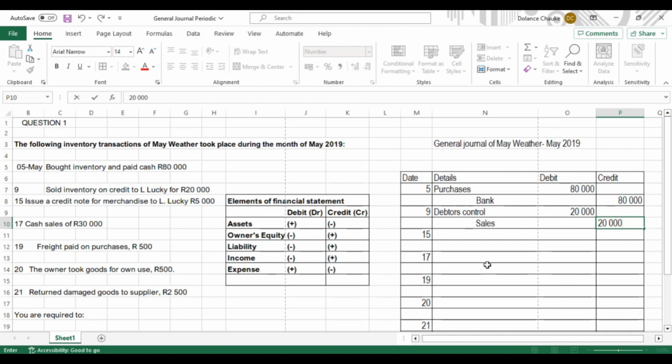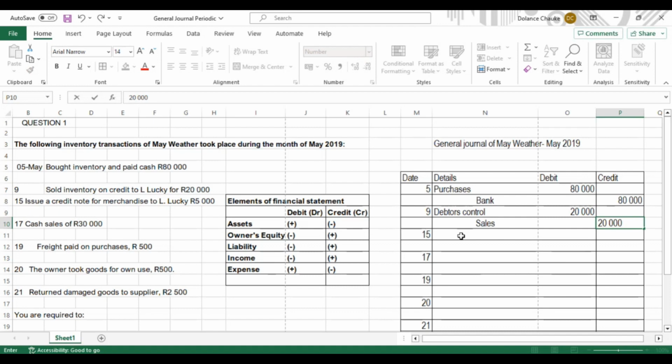Right. Very easy. Okay. Then let's go to transaction number 3, which happened on the 15th. They're saying issue a credit note for merchandise to L Lucky 5,000. So whenever we issue a credit note to a debtor, it means the sales returns. It's like the debtor has returned certain amounts of goods. Right here we see L Lucky that we sold goods to in transaction number 2 that happened on the 9th. He then came back on the 15th and returned goods of 5,000.